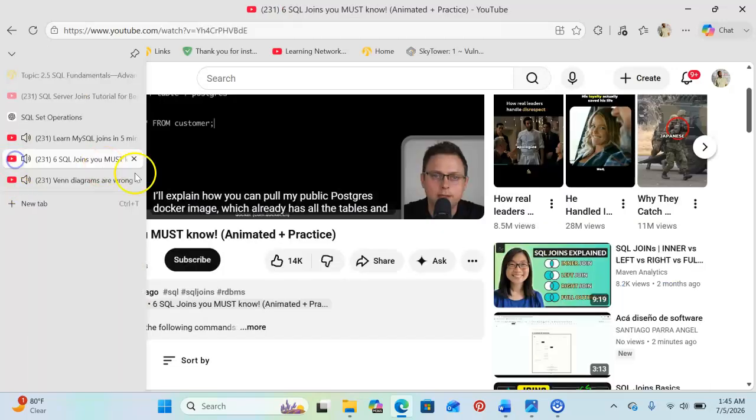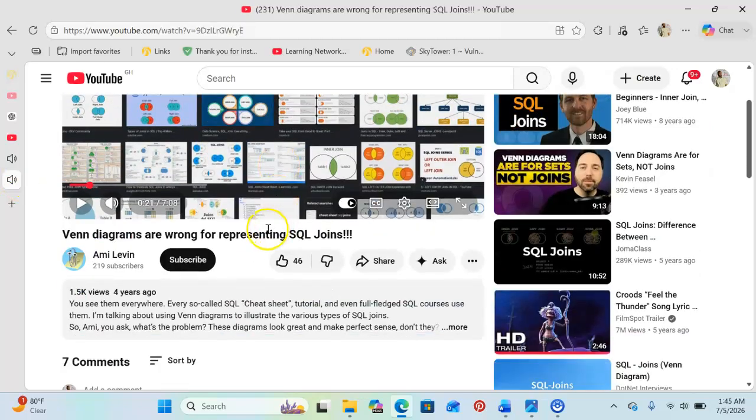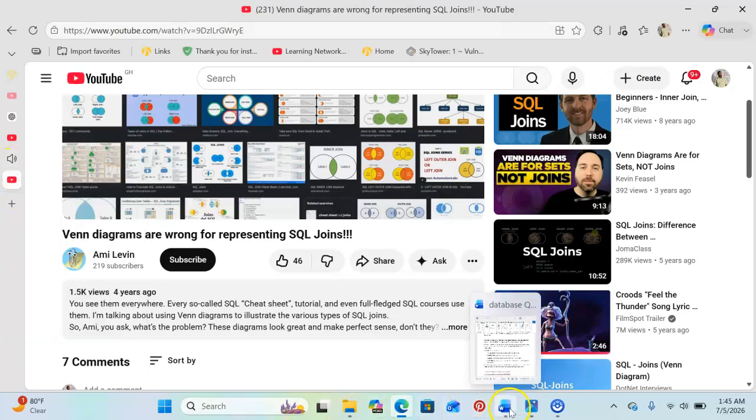In practice, I'll explain how you can pull my public Postgres tracker image, which already has all the tables and data that we'll use in this tutorial. But first, let's quickly refresh what primary and foreign keys are. Typically, in a relational database, data is organized into different tables.